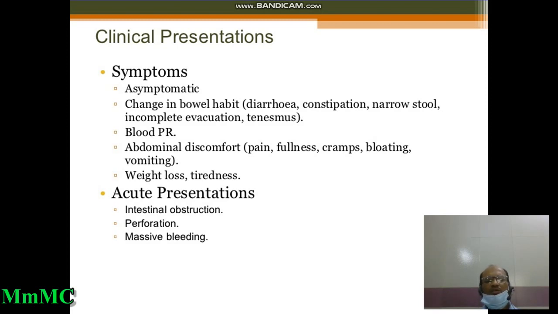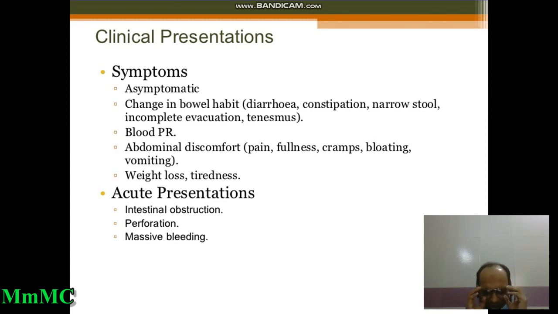The next common symptom is the per rectal bleeding. It may be fresh, it may be altered, it may be mixed. Next one, that is the abdominal discomfort, pain, abdominal fullness, cramp, bloating and vomiting, weight loss and tiredness.